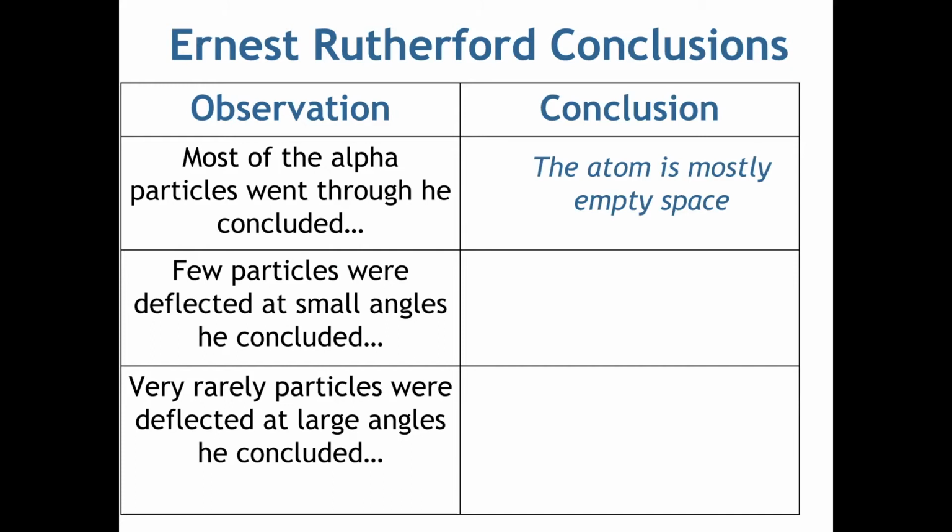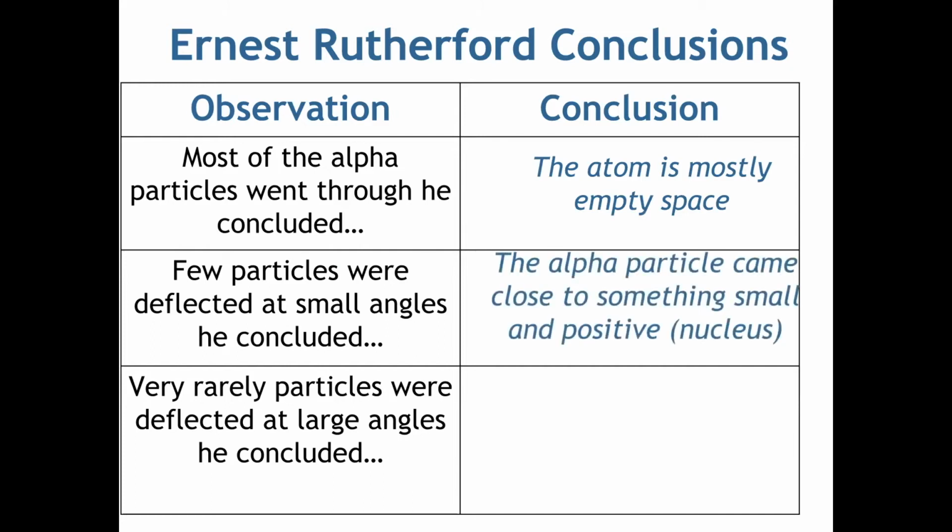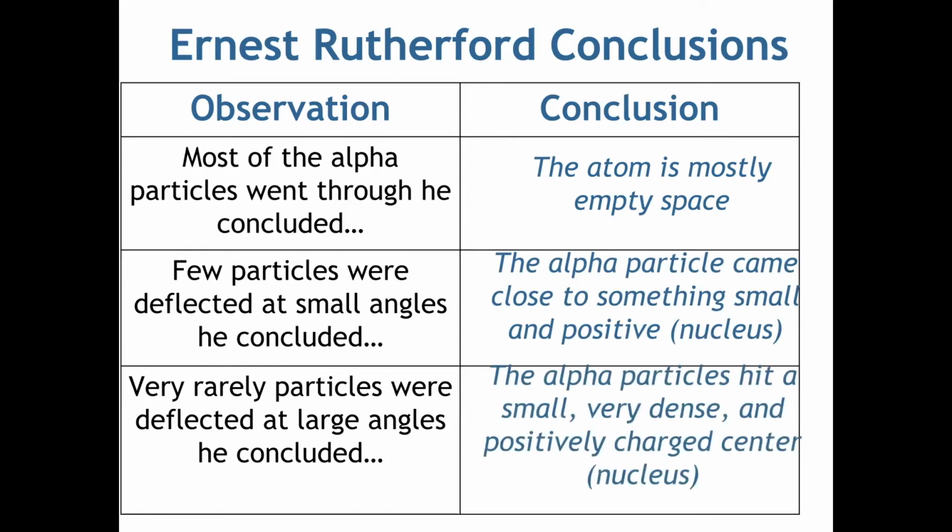Few particles were deflected at small angles, he concluded. The alpha particles came close to something small and positive in the nucleus. The alpha particles hit the small, very dense, and positively charged center. Very rarely, particles were deflected at large angles, he concluded.